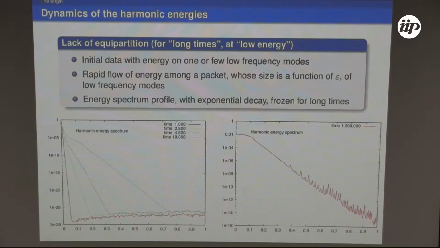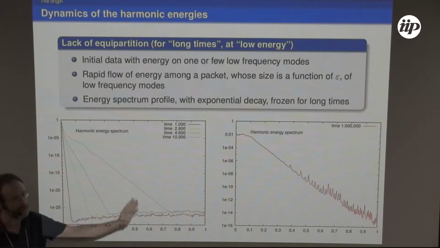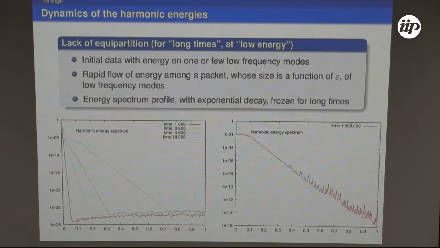This picture represents some snapshots of the evolution. Here you have the normalized mode index, and here you have the harmonic energy of the corresponding normal modes. You start with initial data on the first mode. The red one is at time 1000, then the green one at time almost 3000, then almost 5000 and 10,000. So you see that there is this spread of energy among the first modes, and since this is a semi-log scale, this is an exponential decay. And this is at time 1 million, and you still have this exponential decay. So actually this is a frozen situation for a very long time.